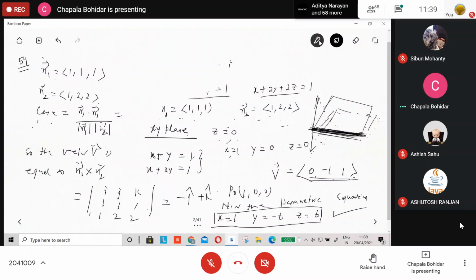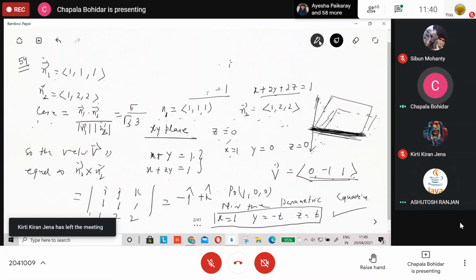N1 dot N2 is 1 plus 2 plus 2, which is 5. 5 divided by the magnitude of N1: 1 squared plus 1 squared plus 1 squared is 3, so √3. Then for N2 it is 1 plus 4 plus 4, which is 9, so 3. So 3√3. Did you get this value or not? Yes, ma'am.